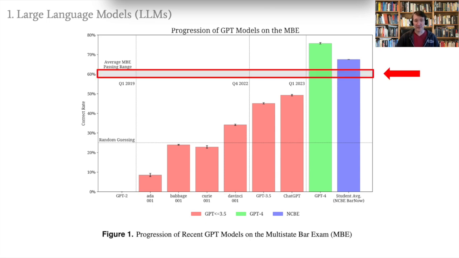Here's the average passing rate, the performance of the average student, and here's GPT-4, a very large language model. This is saying something. Maybe it's saying more about the test than about the taker, but it's saying something, and it calls to mind a meme.